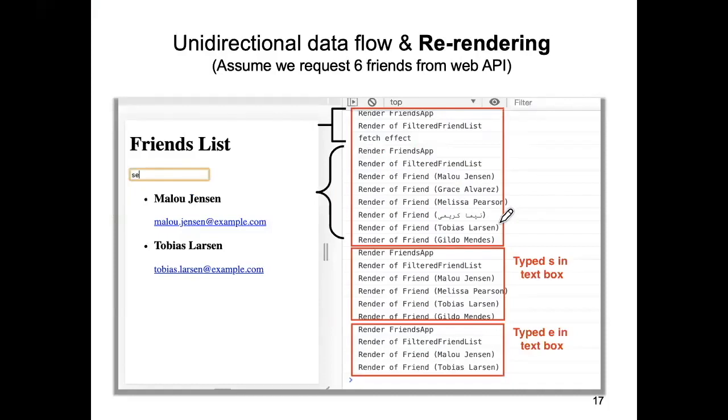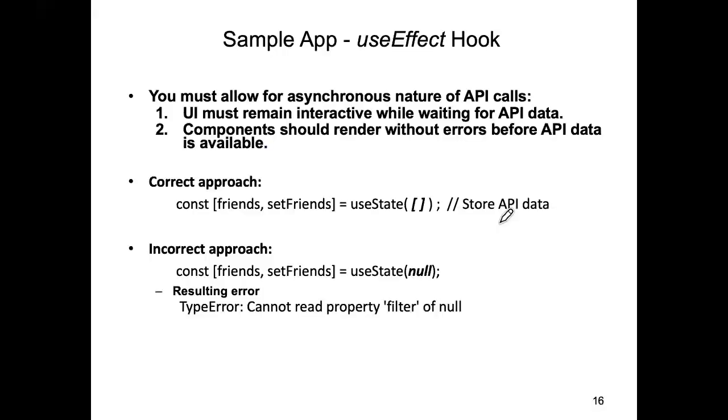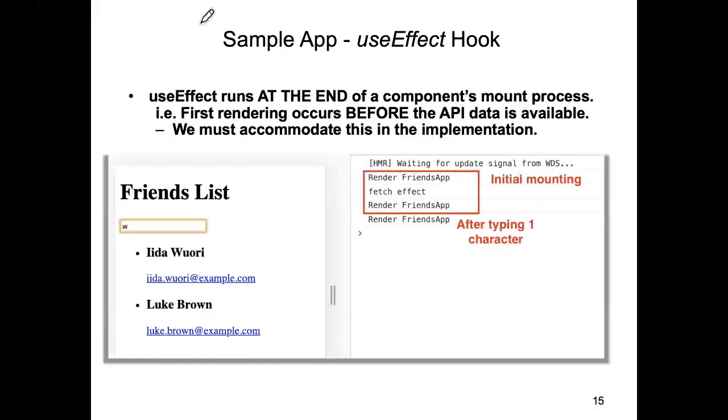Now, in the screenshot I have here, I'm just showing you the console logs that are coming from the Friends app component, the one at the very top. That's kind of proving to us the rendering and re-rendering behavior of that component. But of course, that Friends app component has a child component, the filtered friends component, and the filtered friends component has children as well.